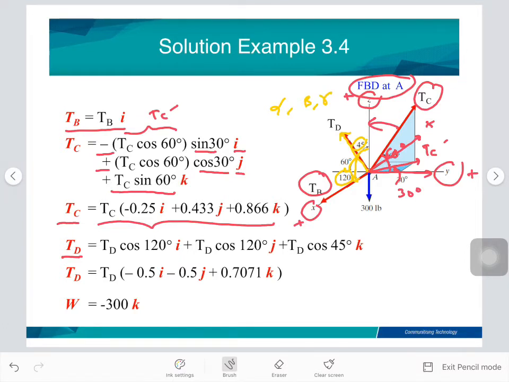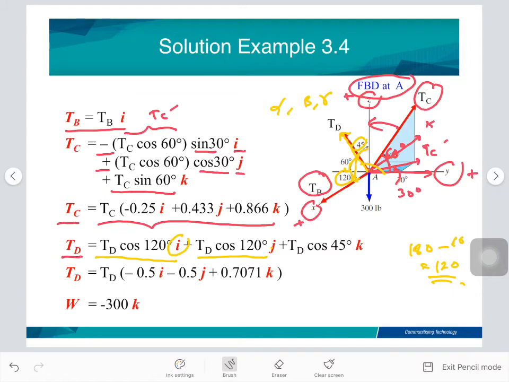So you can have TD cos alpha, with alpha given as 120, in I, and then plus TD cos beta 120 in J here. Right, because the given angle is 60 in this direction, so what is this angle? 180 minus 60 is equal to 120. So that is for J here, 120.